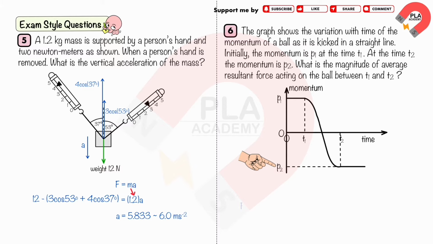We calculate the resultant force by the equation F equals change in momentum, delta p, over time t. The change in momentum, delta p, equals p2 minus p1. We get the resultant force F equals negative p2 plus p1 over t. The negative sign indicates the direction. The magnitude of the resultant force is this.